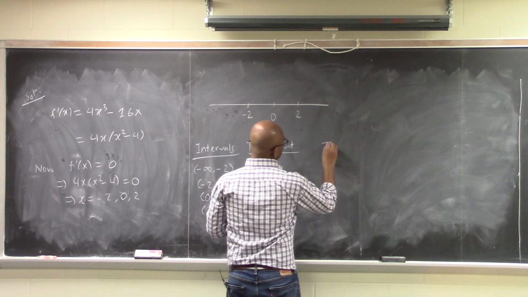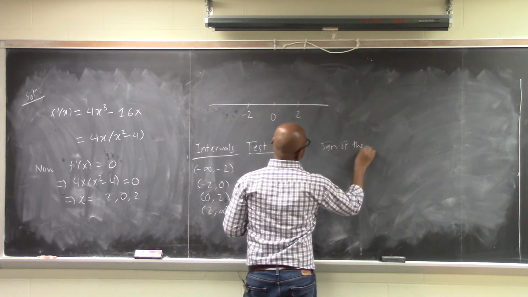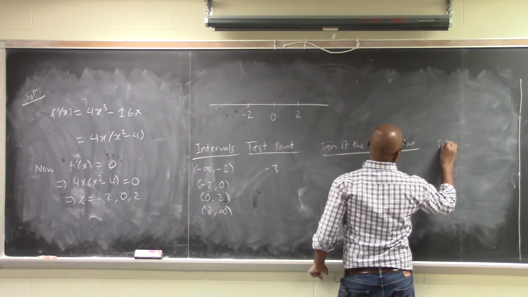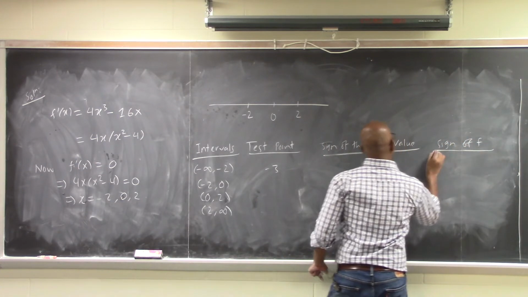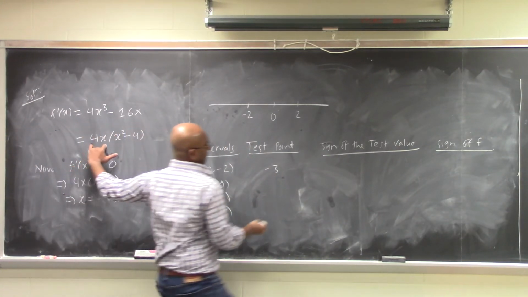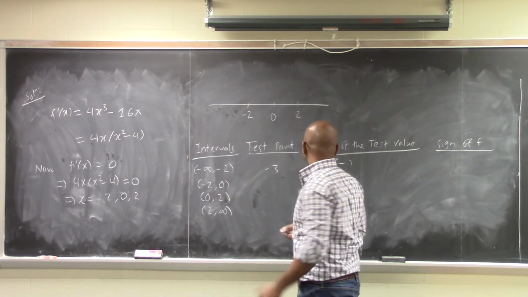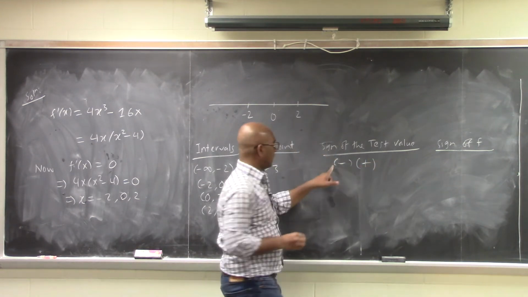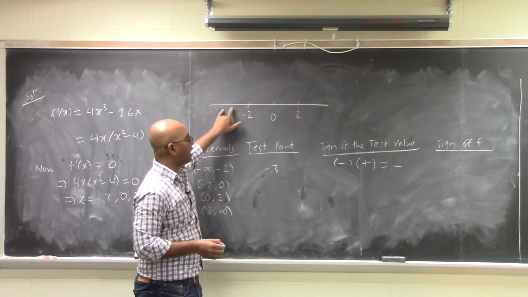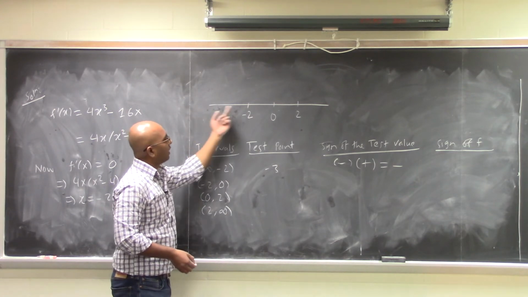And then this is sign of the test value and sign of f. Okay, so if I plug in negative 3, say 4 times negative 3, that's negative, right? But negative 3 squared is 9, 9 minus 4, that's positive. And negative times positive is negative, right? So this input will make f prime negative, and therefore f prime has to be negative everywhere in this interval, right?